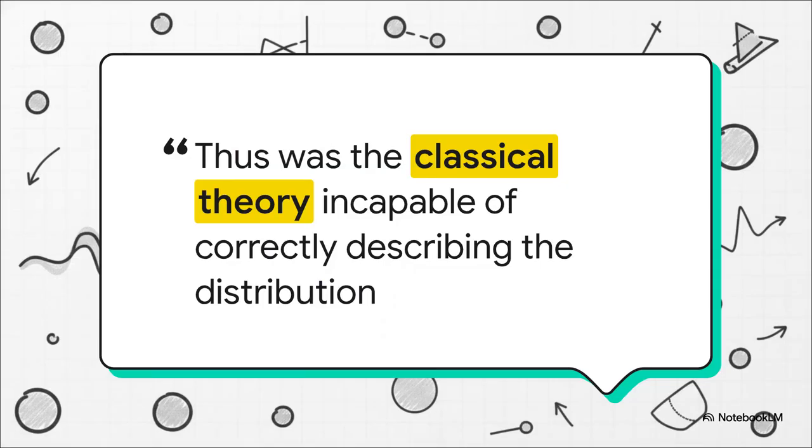As the legendary physicist Richard Feynman so perfectly put it, "Thus was the classical theory absolutely incapable of correctly describing the distribution of light from a black body." The gravity of this crisis cannot be overstated here. The universe, at least according to human math, was broken. Scientists desperately needed a brand new paradigm to explain why reality wasn't matching their equations.